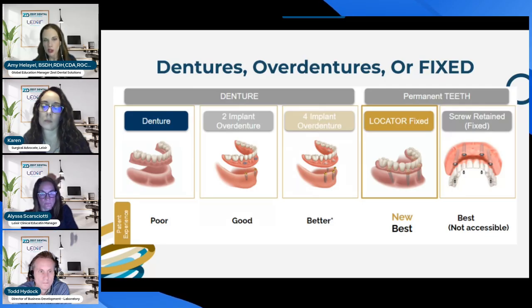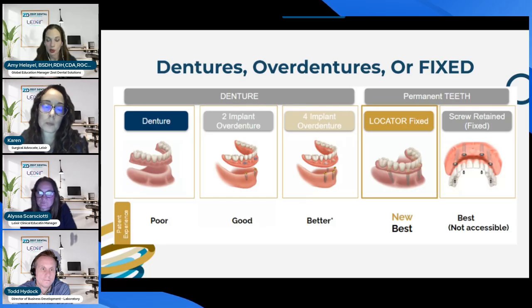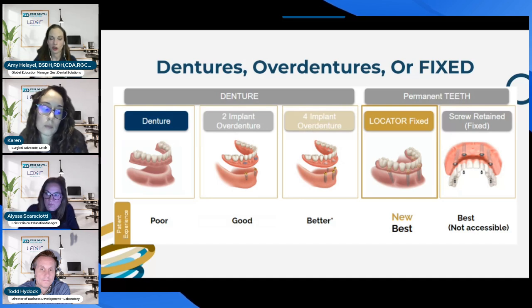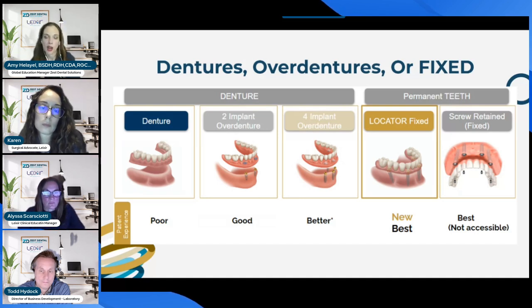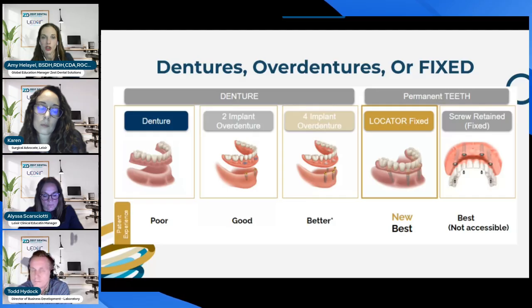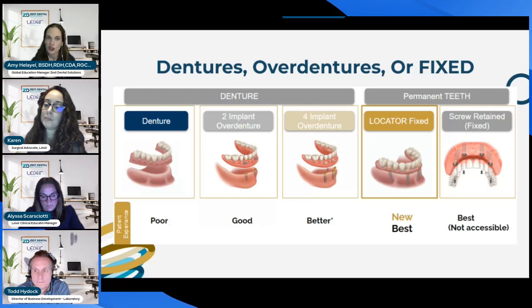So what can we do? What we found was a big gap in treatment of patients. But what can we do as a company, as partners with a laboratory, as providers to you, as clinicians? What can we do? And we found that with our development, our engineers have developed a process of using locator abutments to make a truly fixed prosthesis, and we call that locator fixed. And you might have heard about it. You might have seen it in publications or just in your CE journeys.